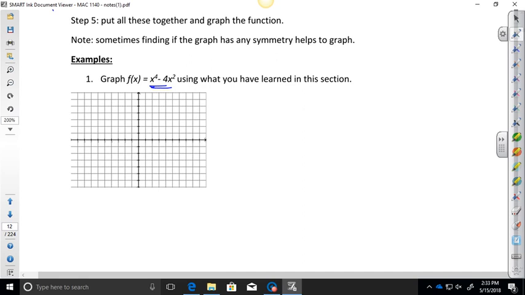Step 1 is find the end behavior. End behavior, I need the degree and the leading coefficient. What's the degree? n is 4 and leading coefficient is positive. So I know I'm going to graph like that. Which is greater than 0. Yes, I can write that. 1 greater than 0.